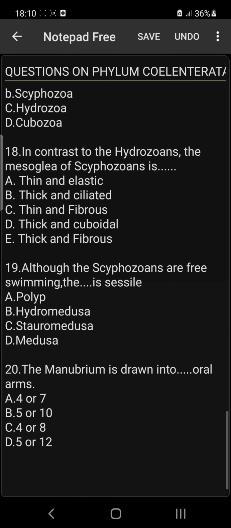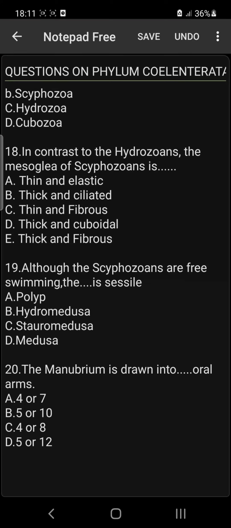Number 18. In contrast to the hydrozoans, the mesoglea of scyphozoans is dash. Oh, this question is quite confusing. The options are: thin and elastic, thick and ciliated, thin and fibrous, thick and cuboidal, thick and fibrous. So what do you think the answer is? Drop it in the comment section. Make sure you answer it. It is very, very important. In fact, answer questions 18 to 20. Or is it too much? I think it's too much.